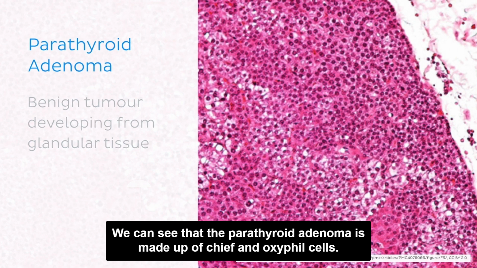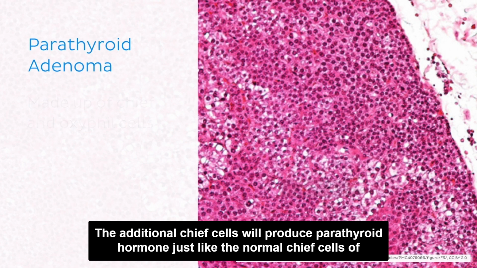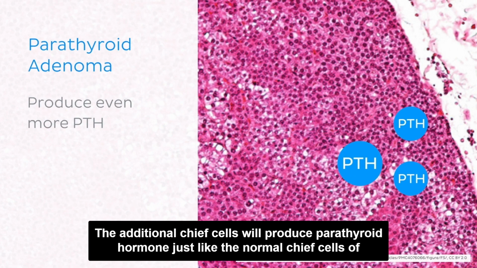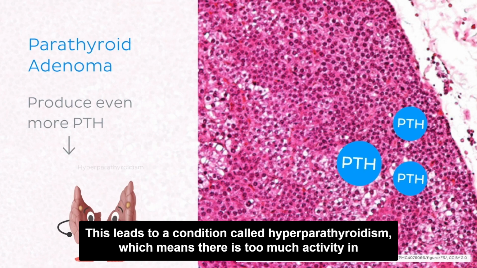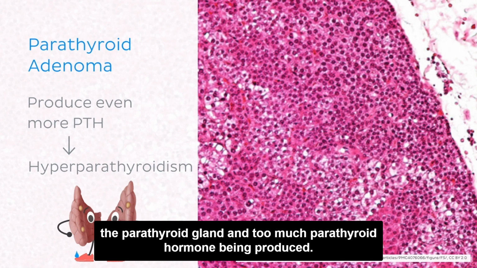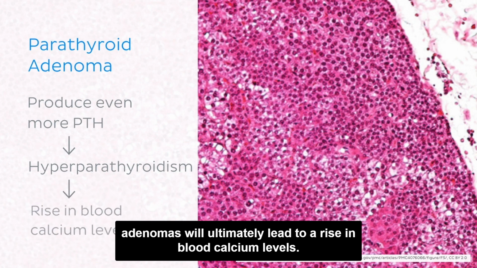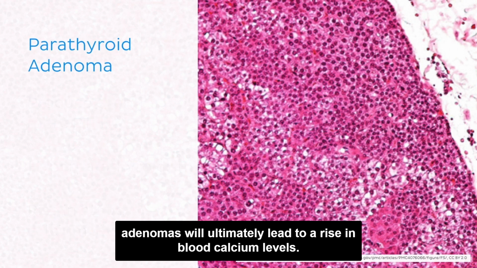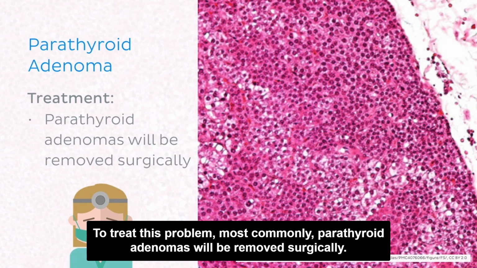We can see that the parathyroid adenoma is made up of chief and oxyphil cells. The additional chief cells will produce parathyroid hormone just like the normal chief cells of the parathyroid gland. This leads to a condition called hyperparathyroidism, which means there is too much activity in the parathyroid gland and too much parathyroid hormone being produced. Because parathyroid hormone stimulates the body to increase its calcium levels, parathyroid adenomas will ultimately lead to a rise in blood calcium levels. To treat this problem, most commonly, parathyroid adenomas will be removed surgically.